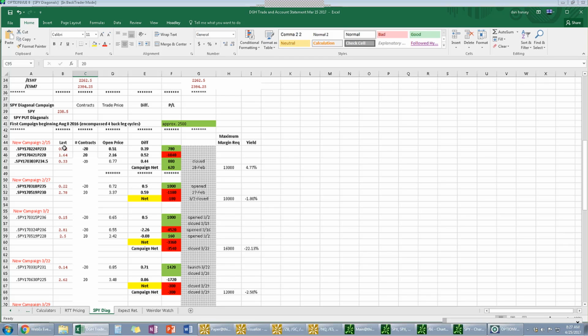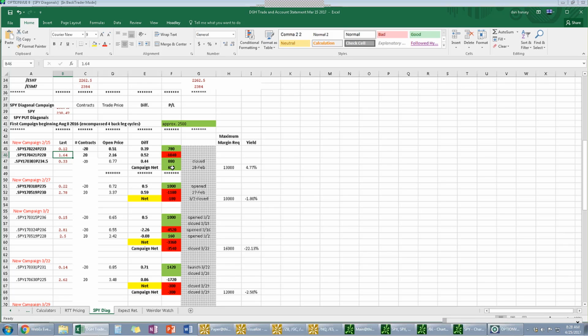During real time these are real time prices, but once I close it, I just type in a number, and then it obviously becomes the real number. So you can see this one, there were 2 front legs, and obviously I lost money on the back leg, but I made more on the front legs, and it netted out with a 620 profit.